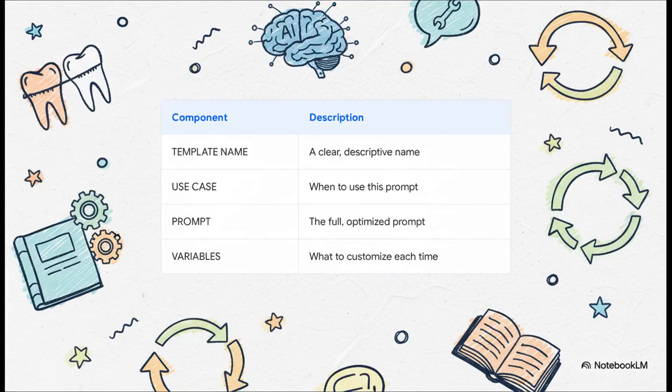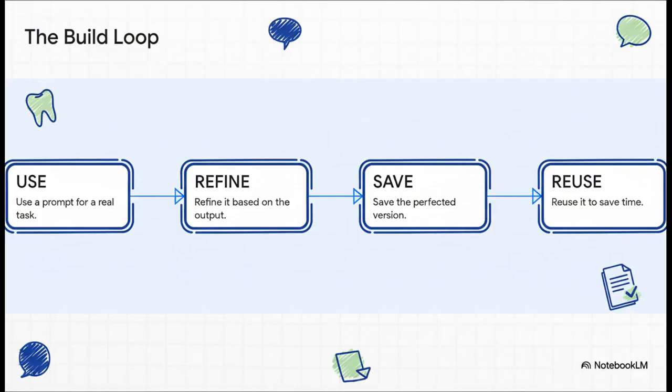Every great template in your library should have this exact anatomy: a clear name, the specific use case, the full prompt itself, and a list of the variables you need to customize. This structure is what ensures anyone on your team can use it and get the same high-quality result every single time. It's foolproof. Now, building your library, it's not some massive project you have to block out a whole weekend for. Nope, it's a simple little loop.